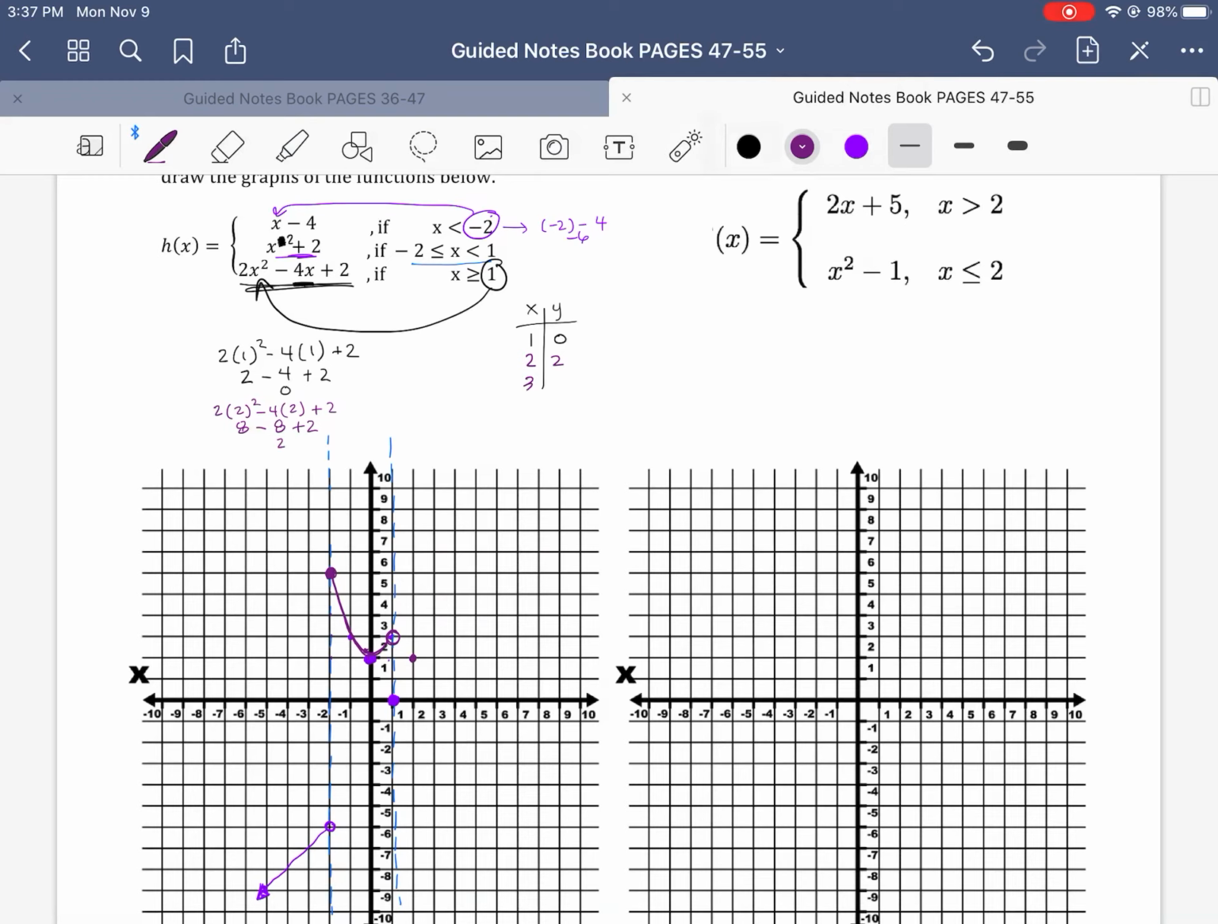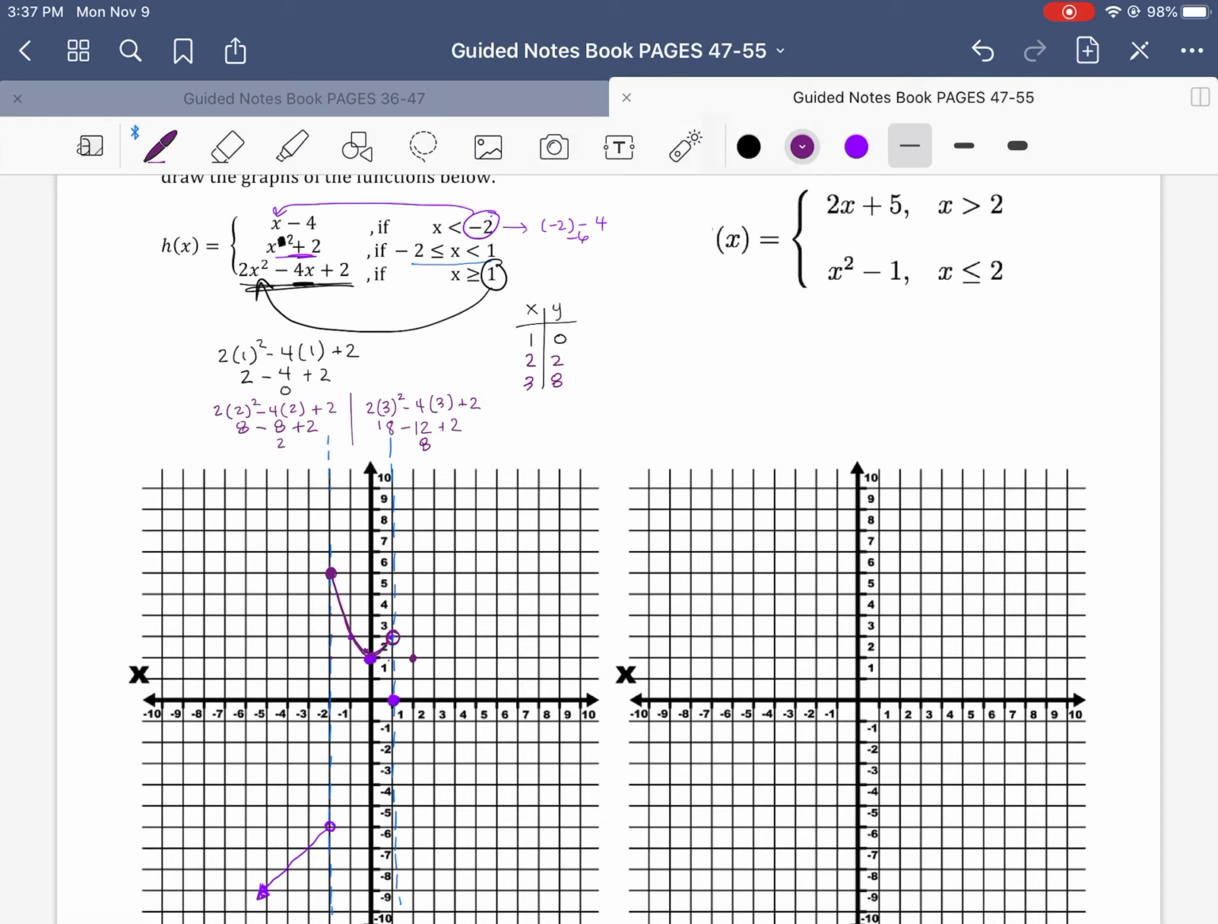And then let's say we want to find one more point. So I'm going to plug a 3 in. So let's do 2 times, put that in the parentheses so I don't confuse that, 4 times 3 plus 2. 3 squared is 9 times 2 is 18. -4 times 3 is -12 plus 2. So 18 minus 12 is 6 plus 2 is 8.